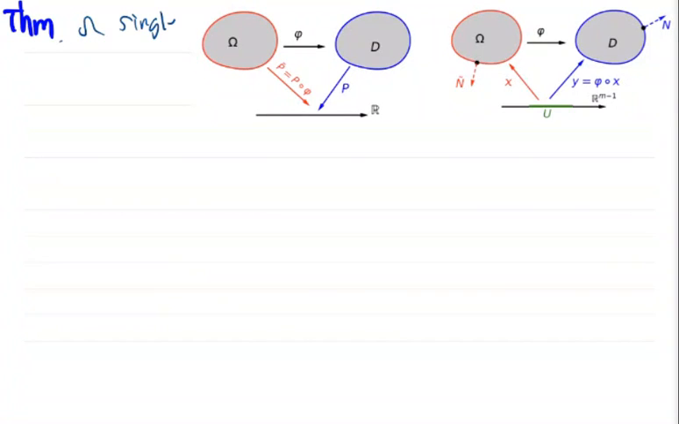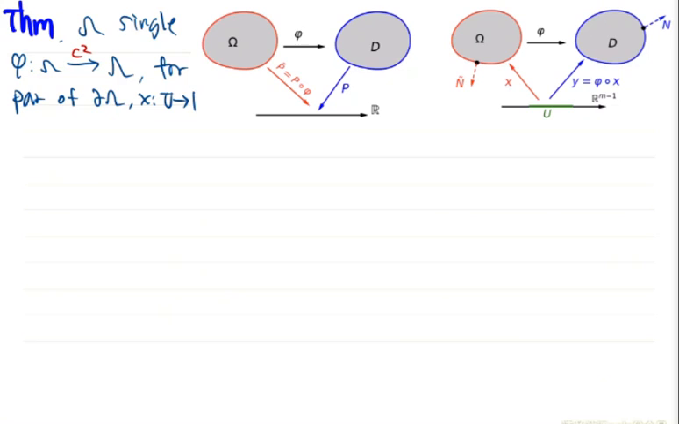Omega, phi is a map C2, such that for a parametrization of the boundary of omega, that is the map x, the composition denoted by y, the composition phi of x is a parametrization of the boundary of D, and f is a C1 function on D.